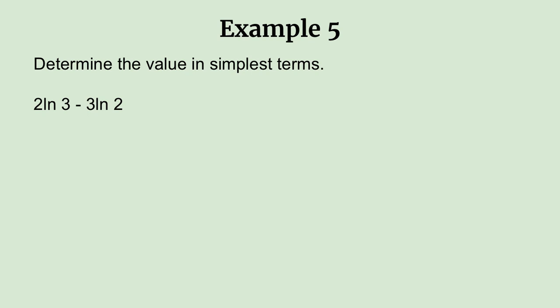Let's use our exponent property first. So this will become ln of 3 squared minus ln of 2 cubed. We can then write this as one big division problem, which would be ln of 9 over 8, since 3 squared is 9 and 2 cubed is 8. And ln of 9/8 is 0.117.